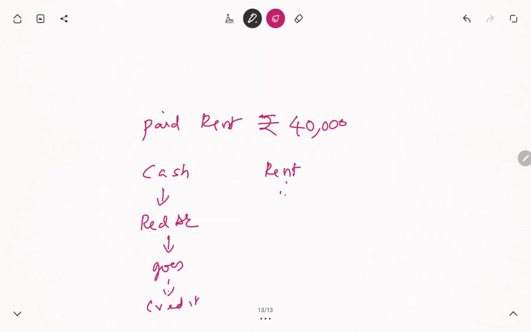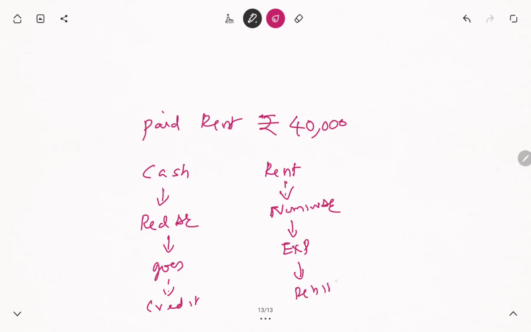Rent is what? Is it a personal account? No. Is it a real account? No. It's a type of expenditure for Raman and Co. That's why it's a nominal account. Nominal account means what is coming to your mind? Is it expenses or income? Yes, Raman and Co is paying rent to others, so it's an expense. Tell the rule: debit expenses and losses, credit incomes and gains.